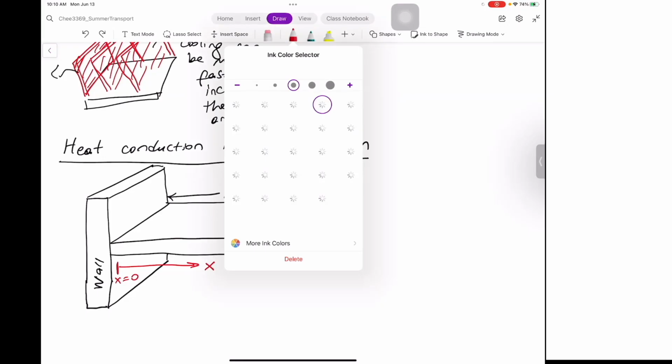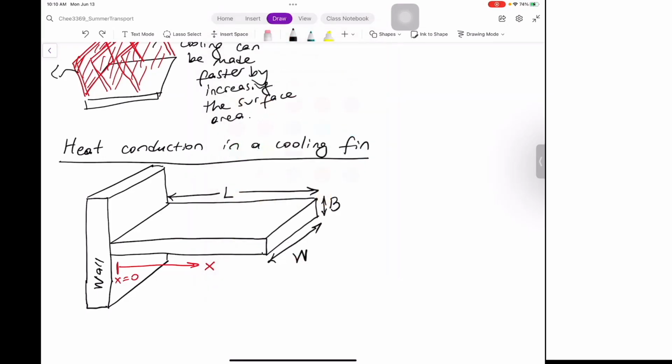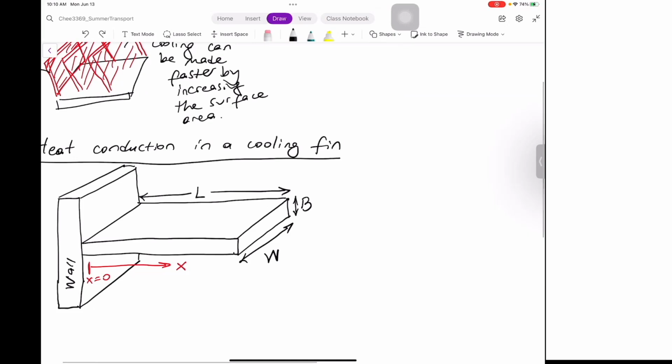Okay. And I need to do it before everything else. Actually, let me list a couple of things here. I'm going to assume that it's going to be steady state heat transfer.